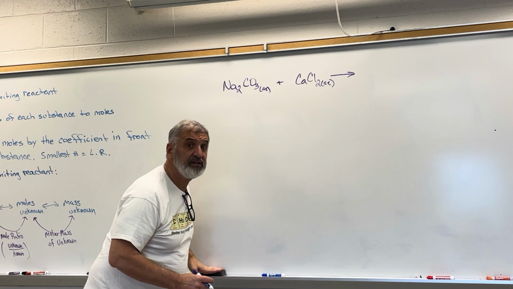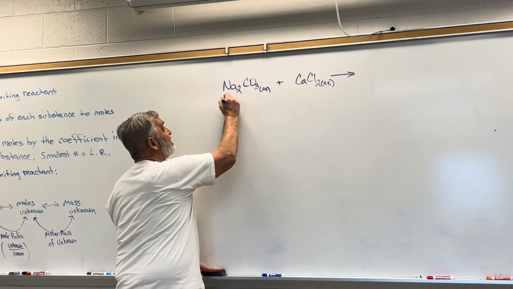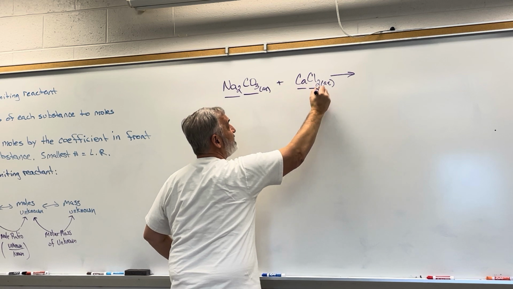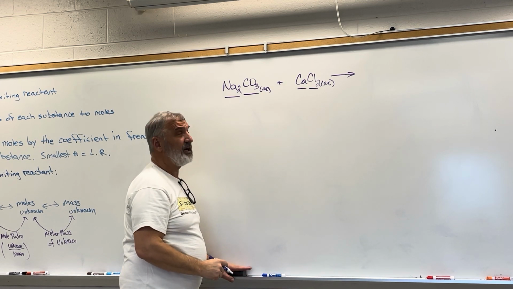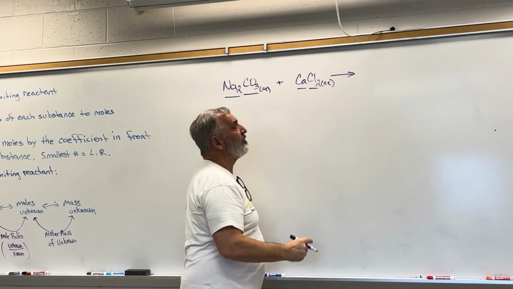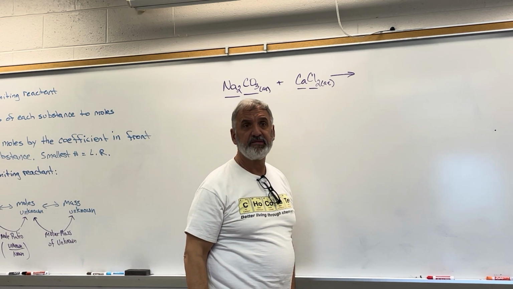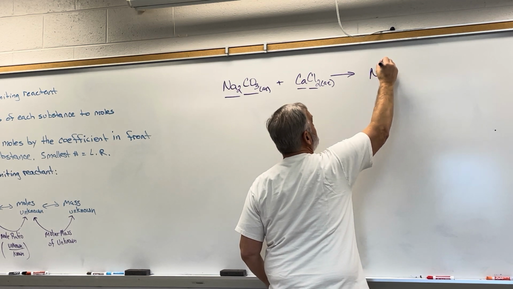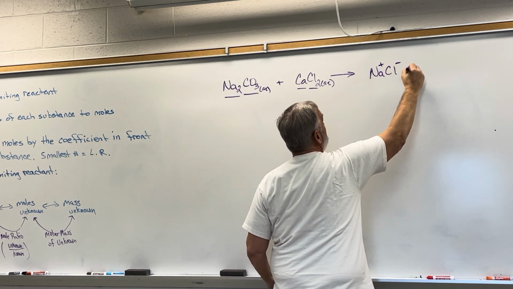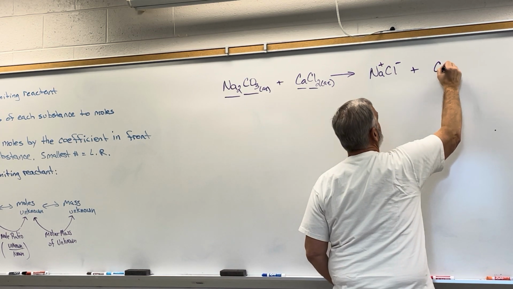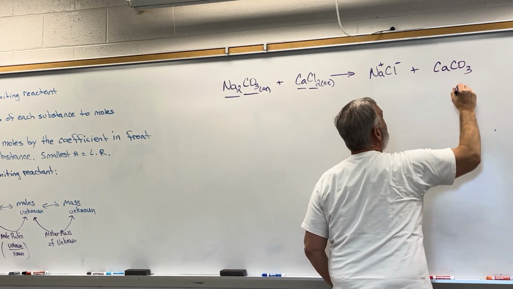Na is your positive. CO3 is your minus. Calcium's the positive. Cl is your minus. But it's an Na plus, we just have 2 of them. So what are we going to make? NaCl, which is Na plus and Cl minus, plus CaCO3. Now we need to balance this.